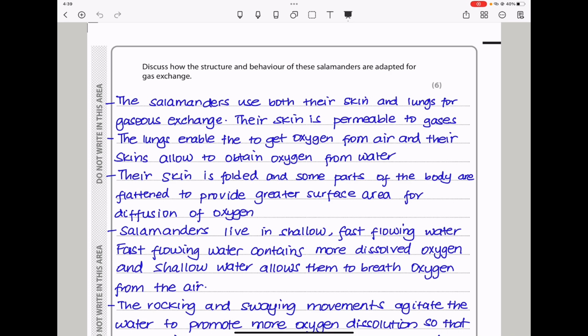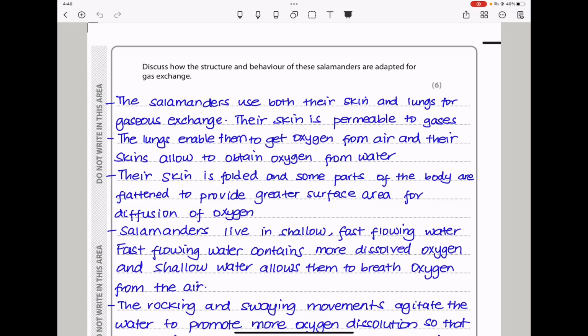So taking you back here, I said the salamanders use both their skin and lungs for gaseous exchange. Their skin is permeable to gases, meaning even to oxygen. The lungs enable them to get oxygen from air, and their skins allow them to obtain oxygen from water. Their skin is folded, and some parts of the body are flattened to provide greater surface area for the diffusion of oxygen.